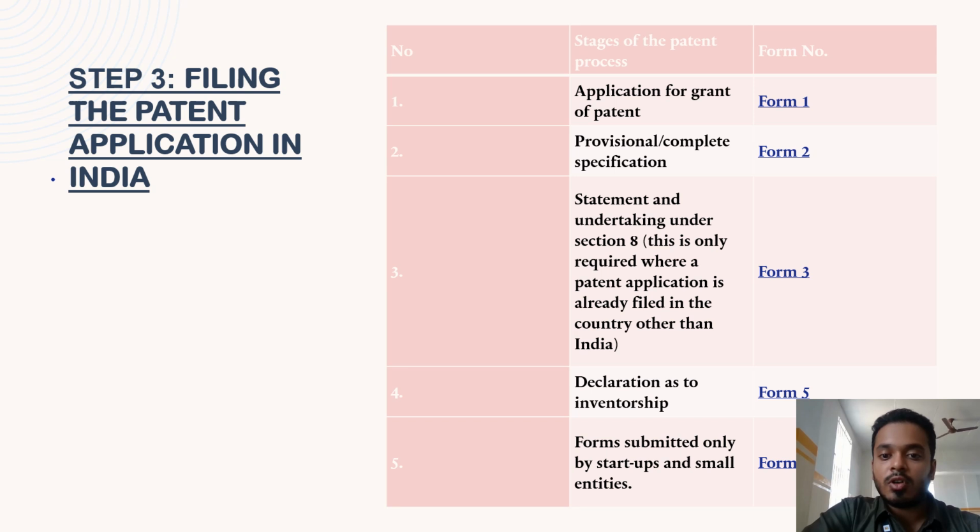The first form is the application for grant of patent. The second form is the provisional or complete specification. And the third form is the statement and undertaking under Section 8. This is only required where a patent application is already filed in a country other than India. So the fifth form is the declaration as to inventorship.